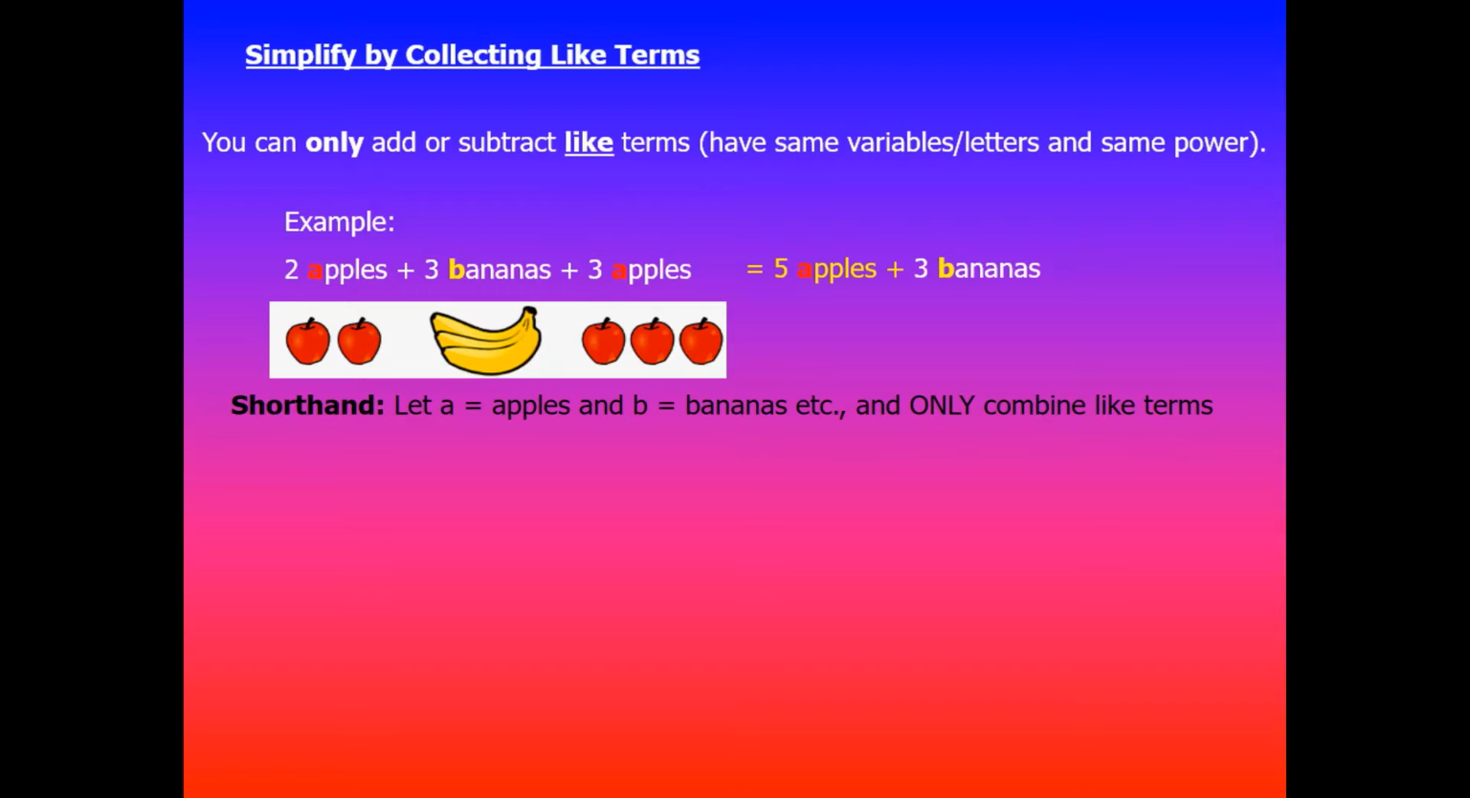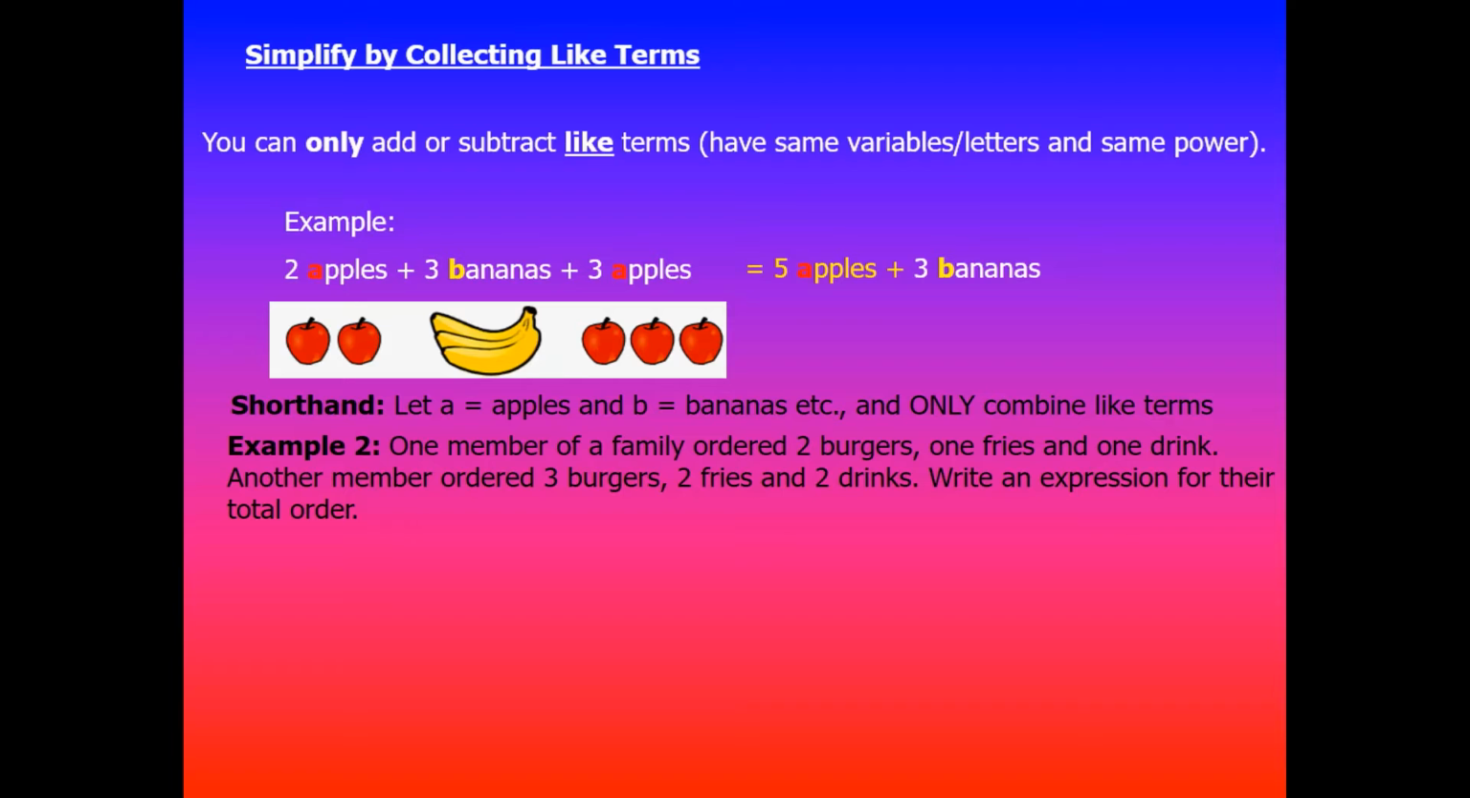So in algebra, you will need to denote the variable to each object or item that you're given. In this case we can say let A be apples, B be bananas, etc., and you can only combine like terms or same object. So we'll have a look at another example.